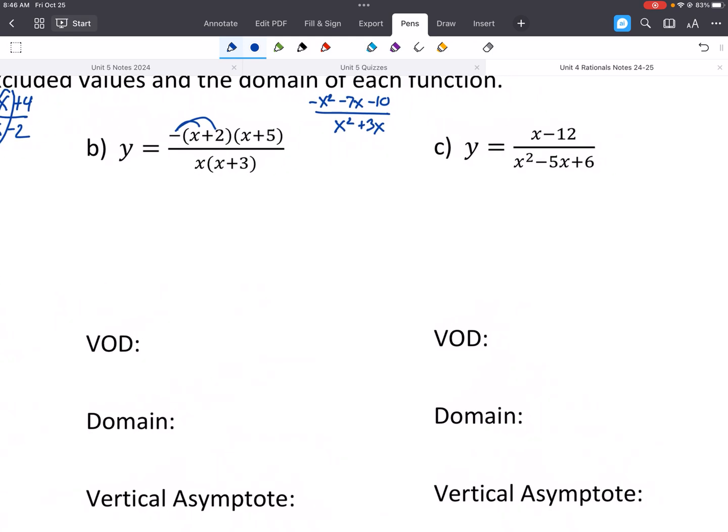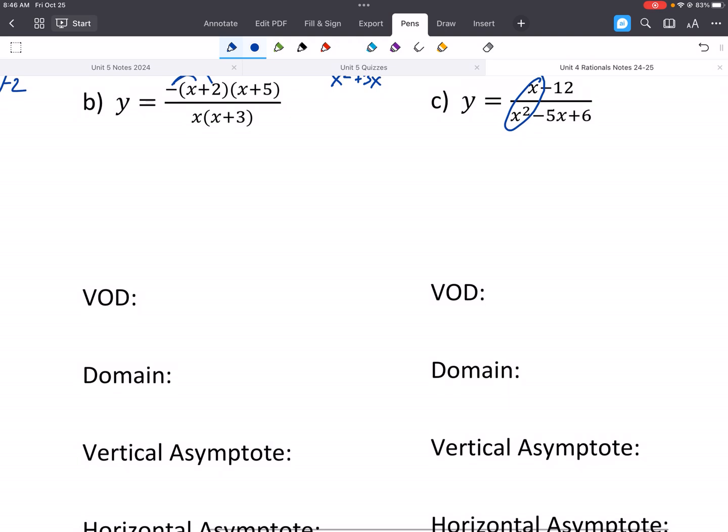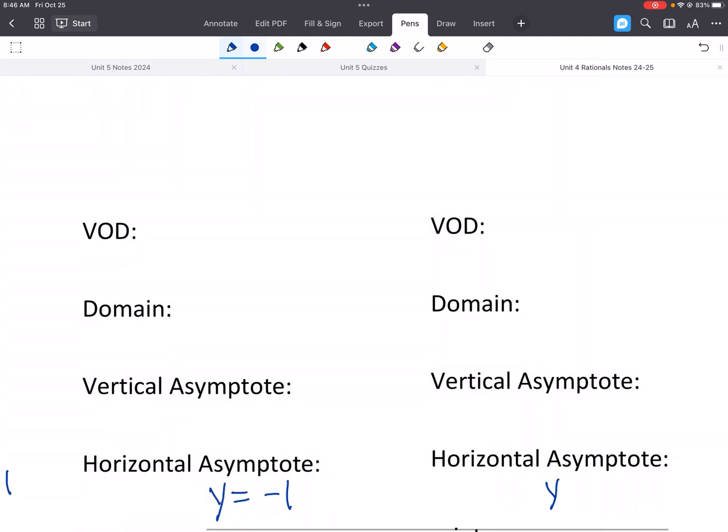Okay, and then C, that's in standard form. So look at the degrees. The bottom is greater, so that means its vertical asymptote, or sorry, horizontal asymptote would be y equals 0. Okay.